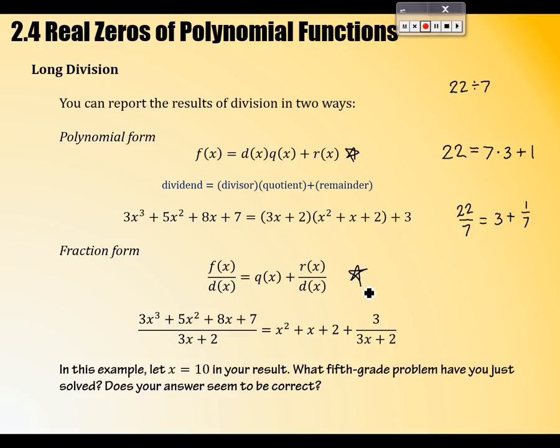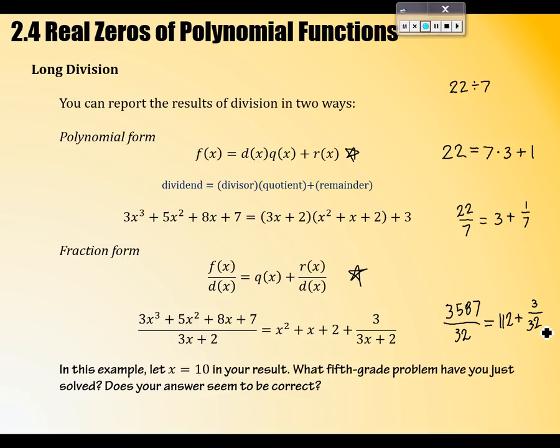So what's the answer to my question? No. So let's actually write out what you get. What did you get here? If you plug 10 into the numerator, what do you get? 3,587. If you plug in 10 to the denominator, you get 32. And on the right side, if you plug in 10, you get 100 plus 10 plus 2 is 112 plus 3 over 32. So what fifth grade problem have we just solved?